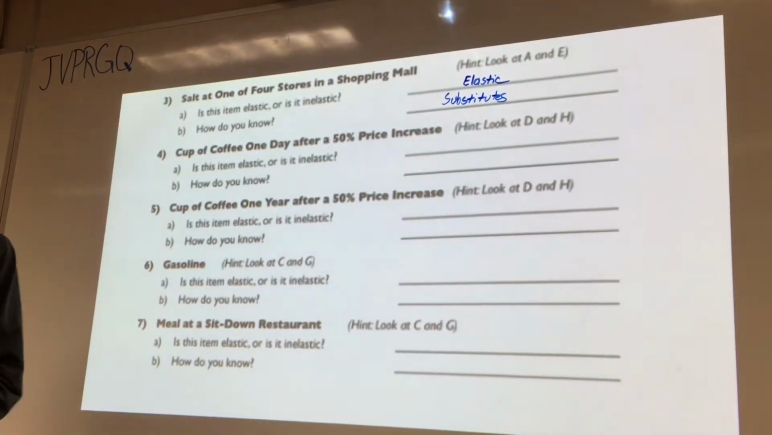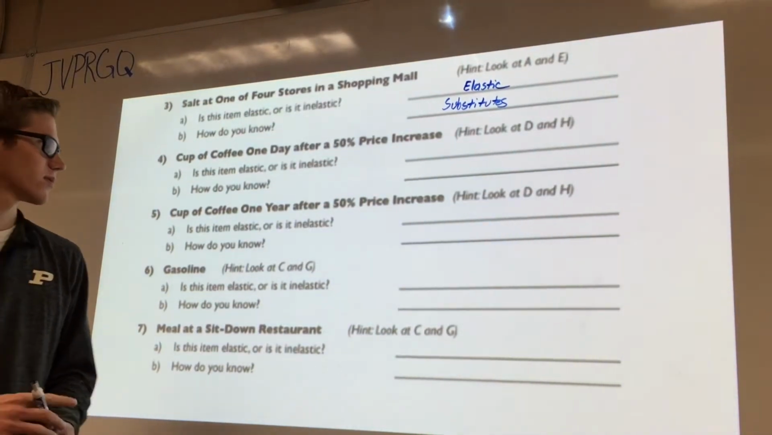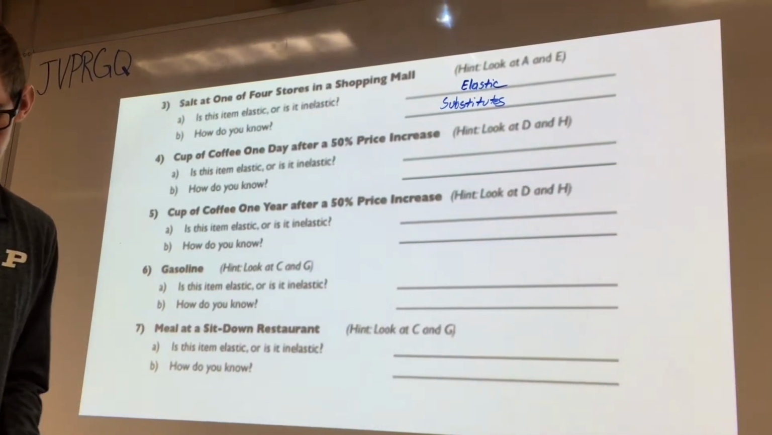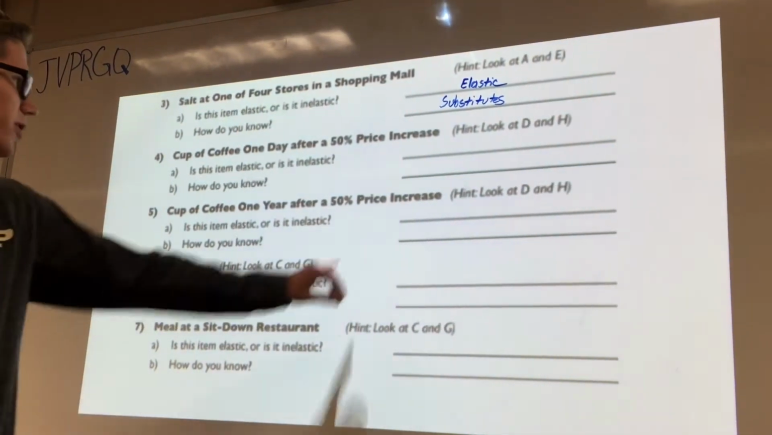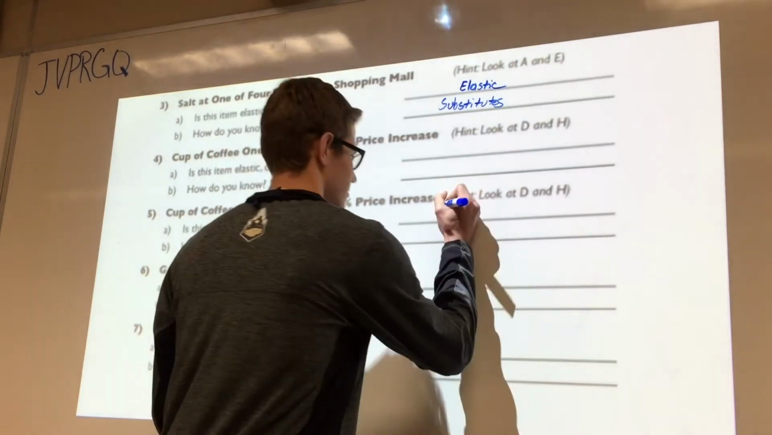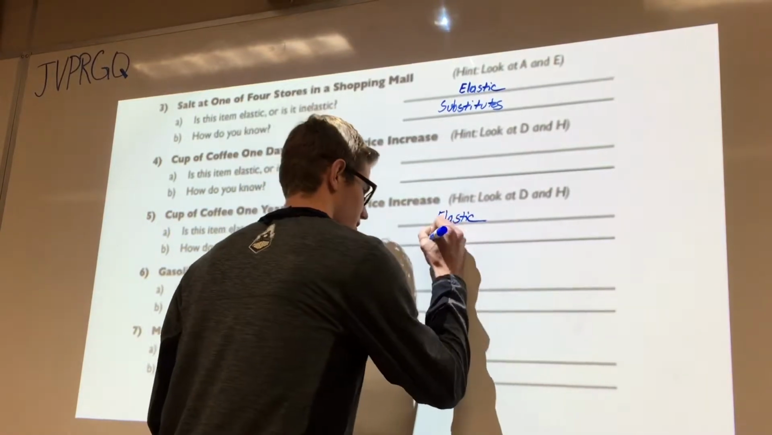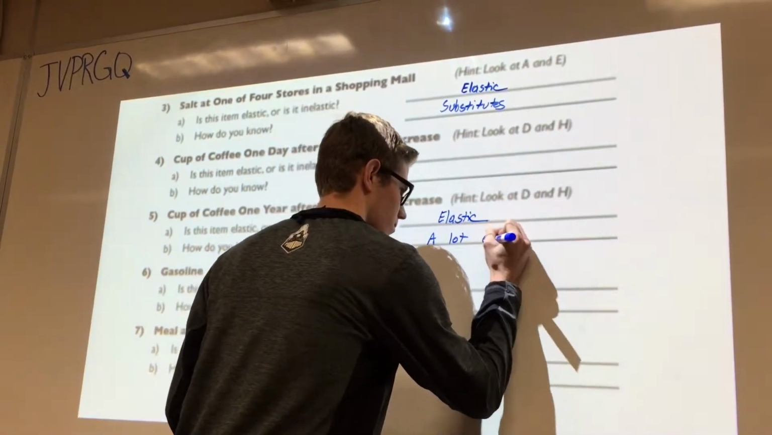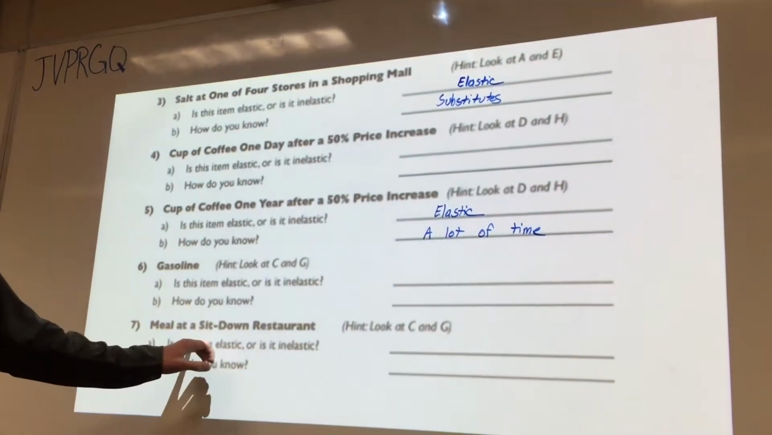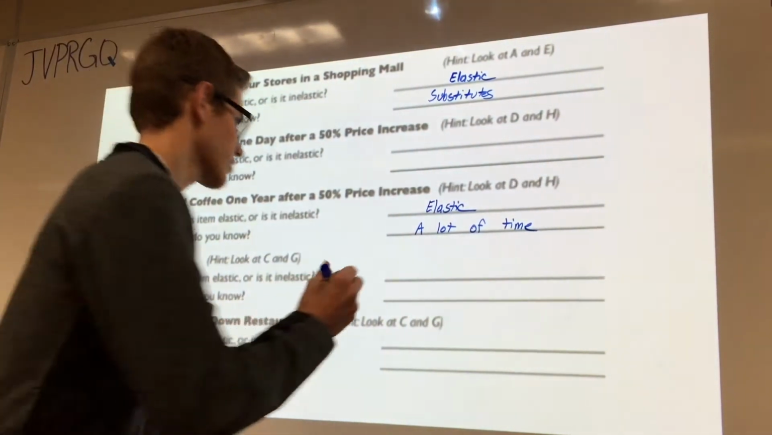Should I go down to 5? Cup of coffee, 1 year after a 50% price increase. The hint is D and H. So 1 year after, you have a lot of time, which means it is elastic. And obviously you have a lot of time. 7, meal at a sit-down place. That is a luxury, it is not a necessity. So that would mean it is elastic.